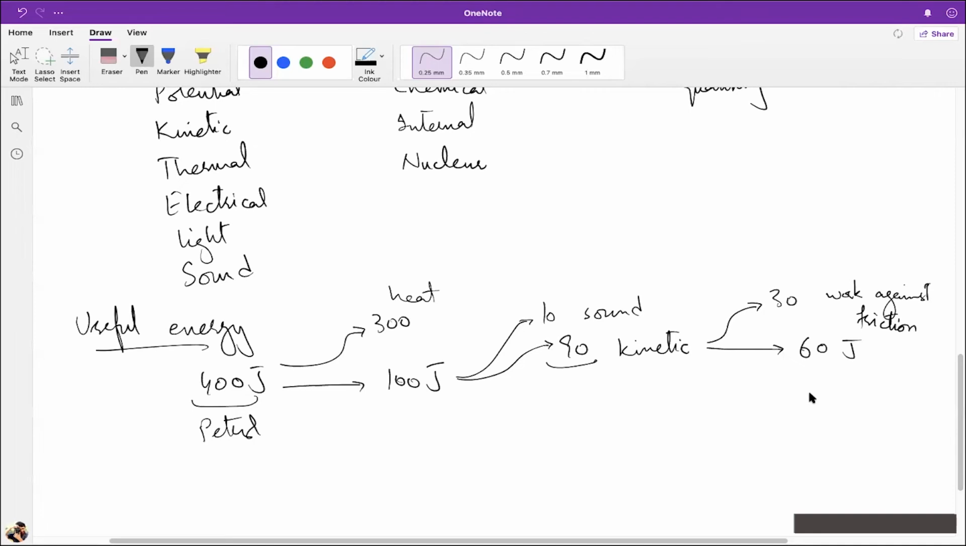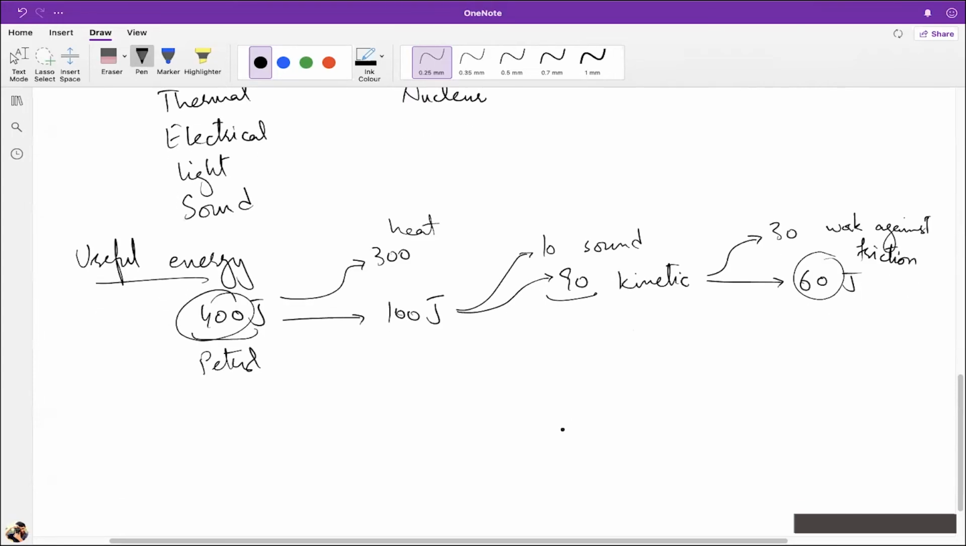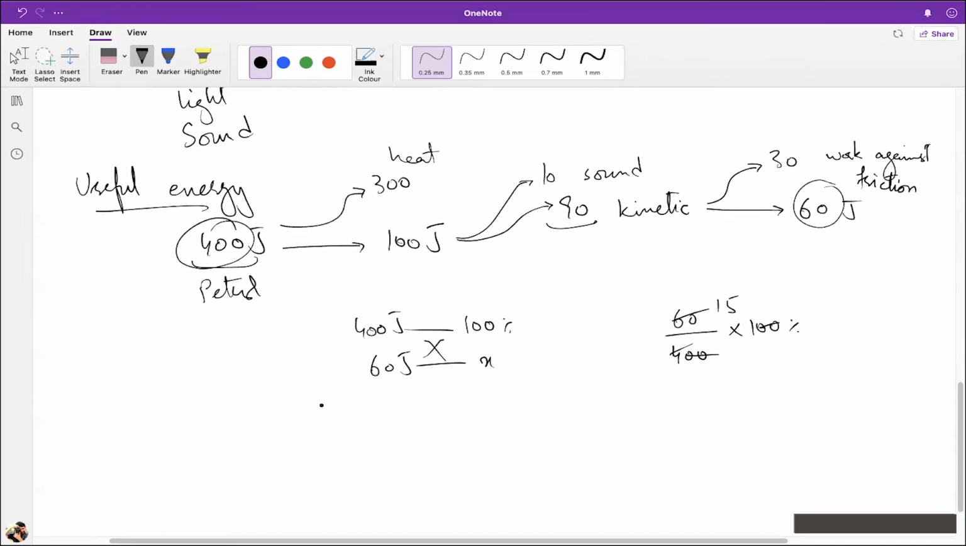And I'm like, bhag nahi rahi. Because the energy that it has is 60 joules and the energy that I gave it was 400. Compared to that, the 100% that I gave it was 400 joules, but what I actually got was only 60 joules. So I can either do the cross multiplication or just use the formula: this machine that I have is only 15% efficient. So the efficiency of this thing is 15%.